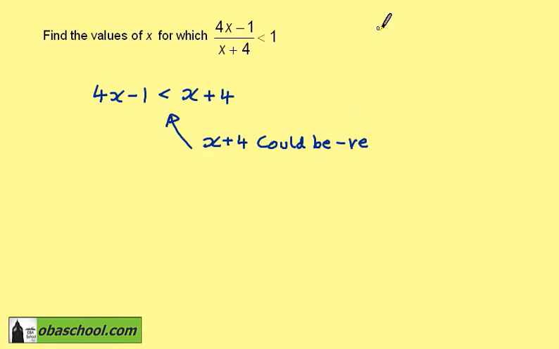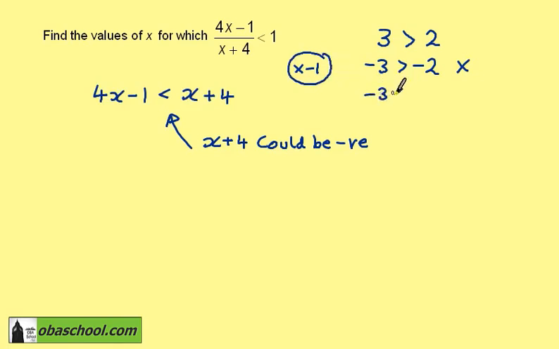Just to demonstrate this, consider the statement 3 is greater than 2. This statement is obviously correct. However, if we multiply both sides by minus 1, we get minus 3 is greater than minus 2. And this is false. Minus 3, we know, is less than minus 2. So if we multiply or divide by a negative number when we have an inequality, we have to reverse the direction of the inequality sign.